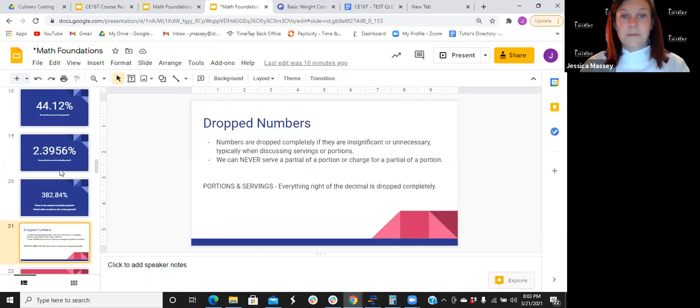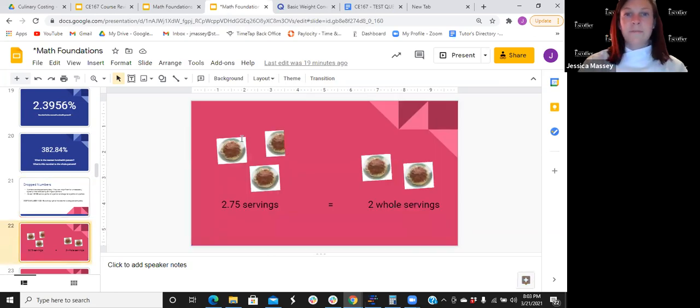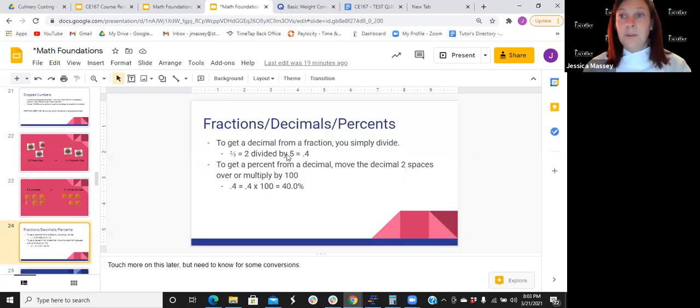Rounding percentages, you do the same thing. The only time you do not round is when you are talking servings and portion sizes. You have to drop everything to the right of that decimal. You can't serve a partial portion. You can't serve somebody 3/4 of a pasta dish, apparently is what I got here, because it's not a full serving. You're not going to charge them the full price for that partial, so it's only 2. Again, that is the only time you do not round.